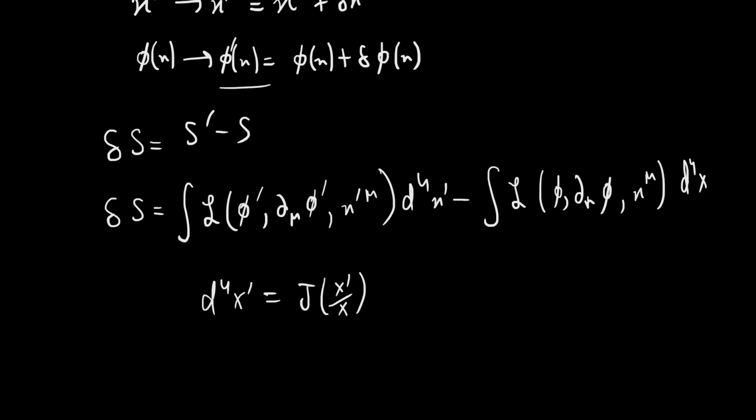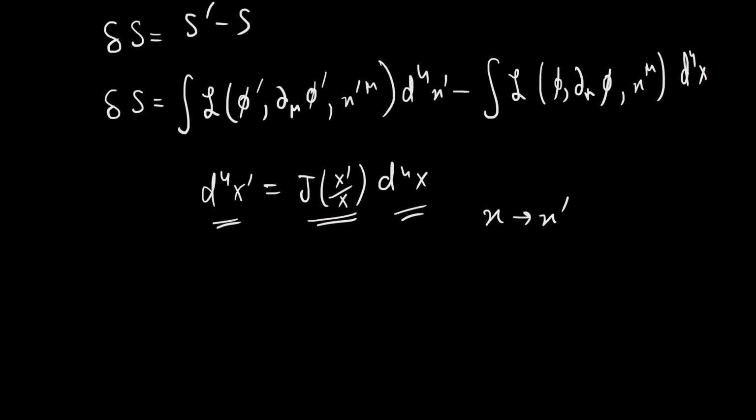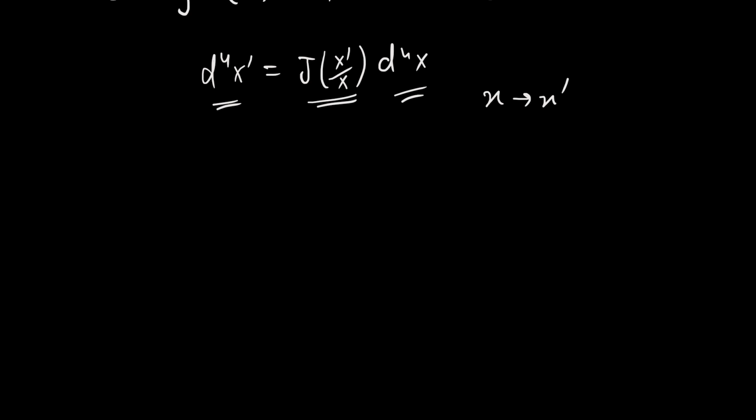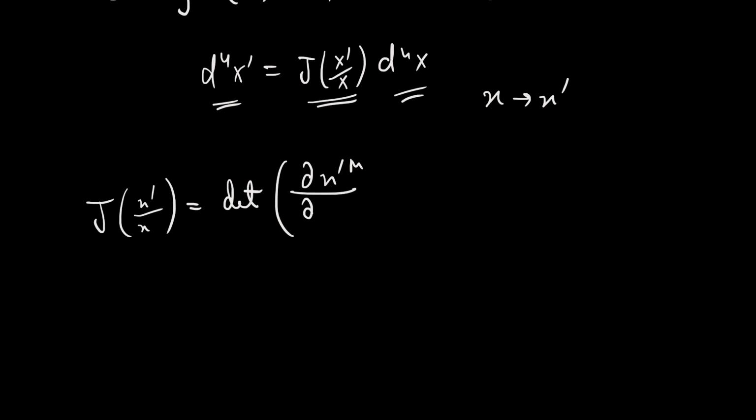The Jacobian of x prime by x, times d4x. So this Jacobian connects d4x prime and d4x. The Jacobian is for the transformation x goes to x prime, so we need to compute this Jacobian. This Jacobian would be the determinant of the derivative of this transformation with respect to x lambda. So we need to compute this derivative first.